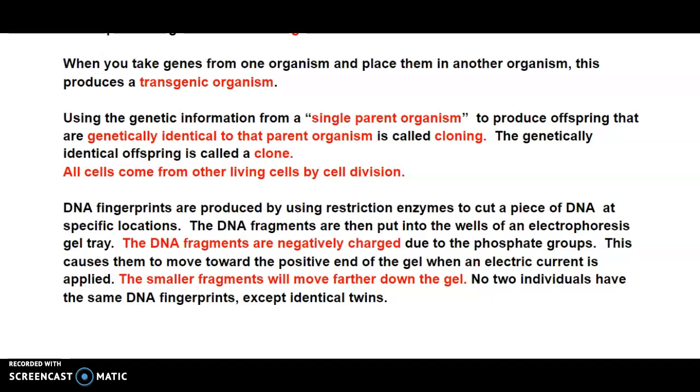And again, identical twins are going to match exactly. So if you're looking at DNA fingerprints and comparing them, if there are two that match exactly, then they could be identical twins, but they would have to match exactly to be identical twins.